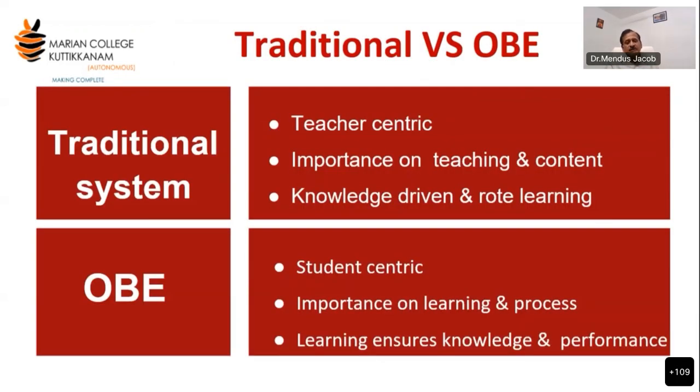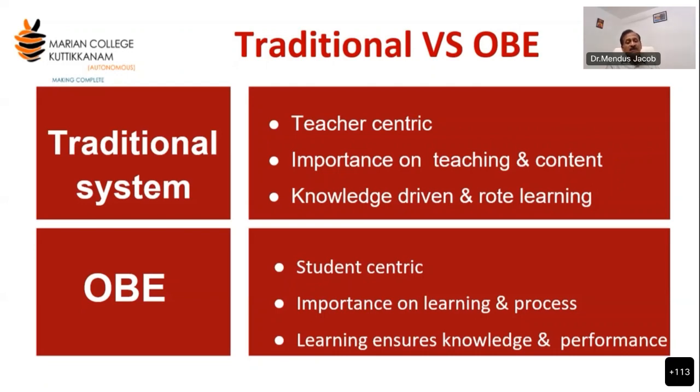Then what is the difference between the traditional system and the new OBE system, outcome-based education? The traditional system is more focused on teacher-centric teaching or teacher-centric learning, whatever it is. But in outcome-based education, it is student-centric. Already you have gone through these concepts. Then in the traditional system, we have importance on teaching and content. More teaching and more content. And that is what we have been doing for the last couple of years.